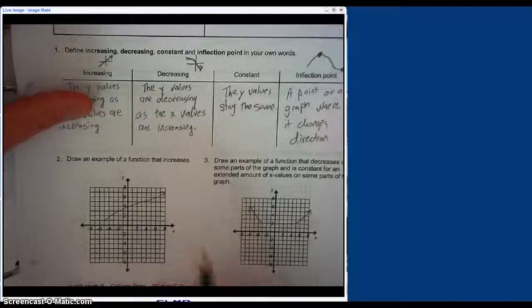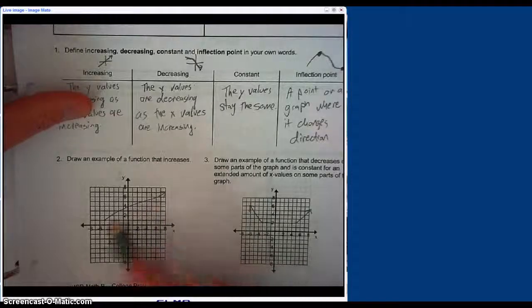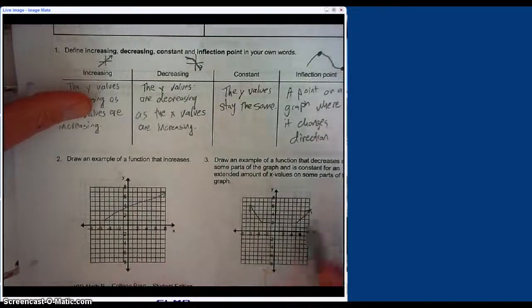Okay, so I just drew a function that's increasing. I just kind of drew an uphill graph. It doesn't go down anywhere. It said decrease on some, then it's constant for some extended amount of x values. So I had it going like this, and then flatten out at some point, and then going up.